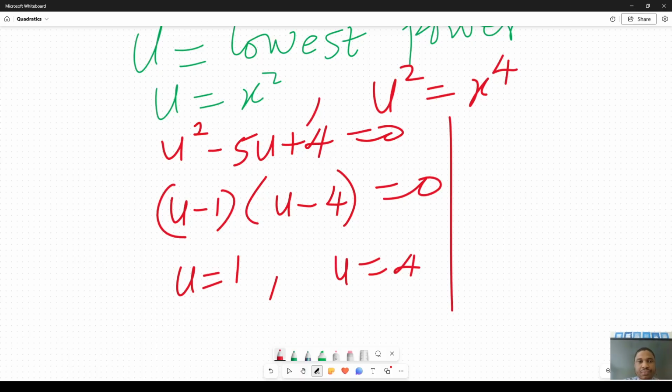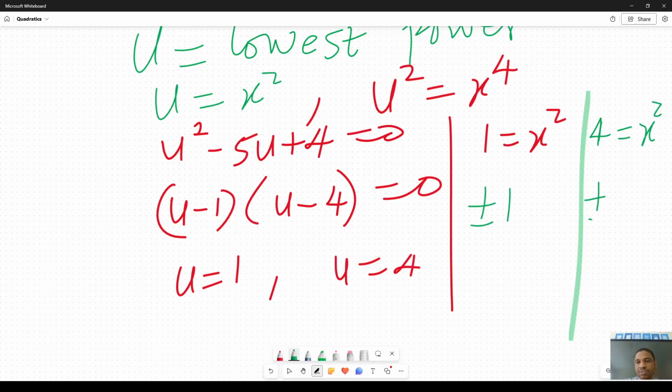Then we need to find x, remember. So 1 is equal to x squared, so that's one answer, and 4 is equal to x squared. So I have plus or minus 1, plus or minus 2. So these are my answers. Don't forget, whenever you take square root, you put plus or minus. So that is my answer.